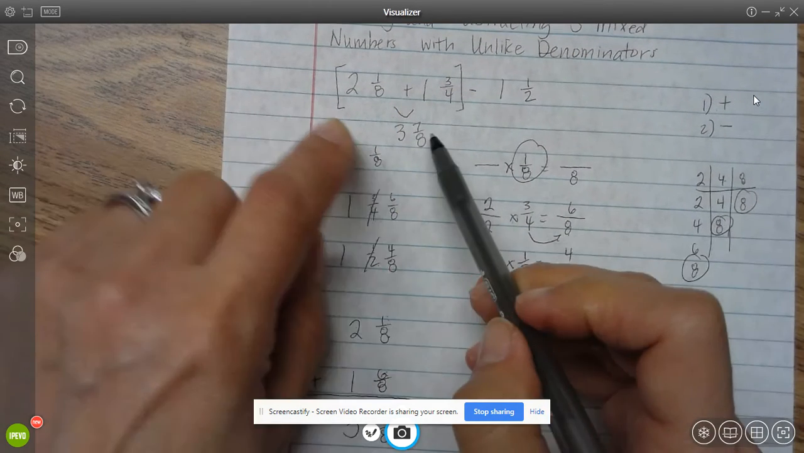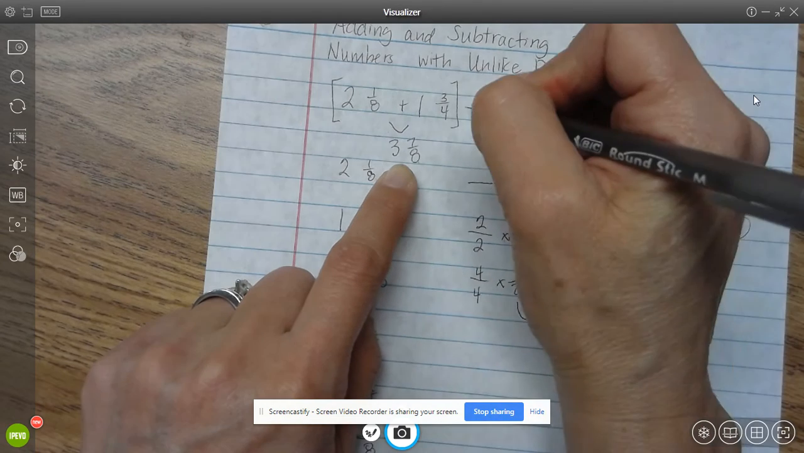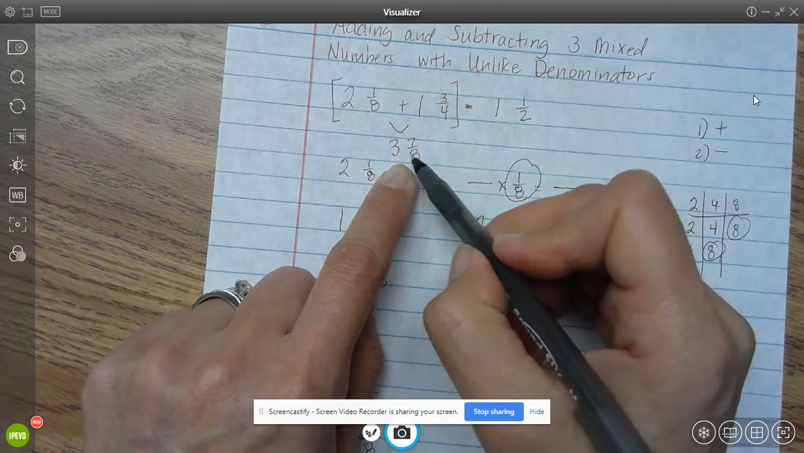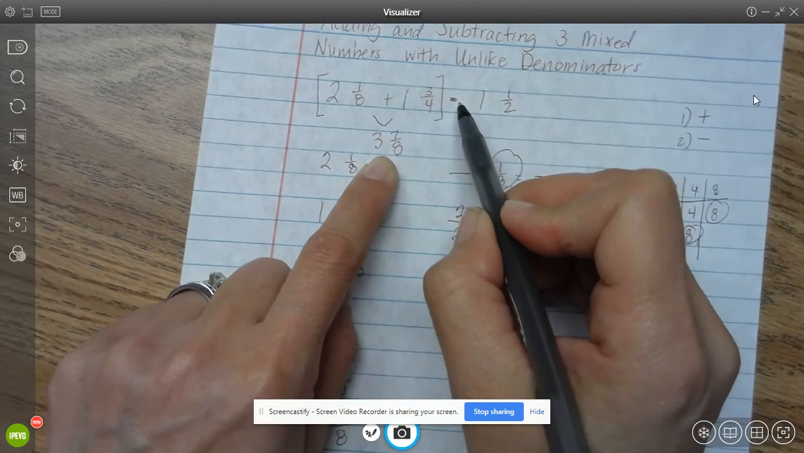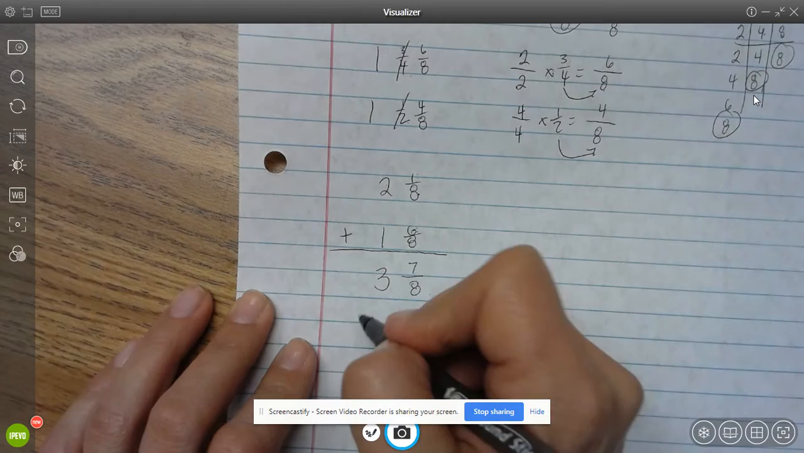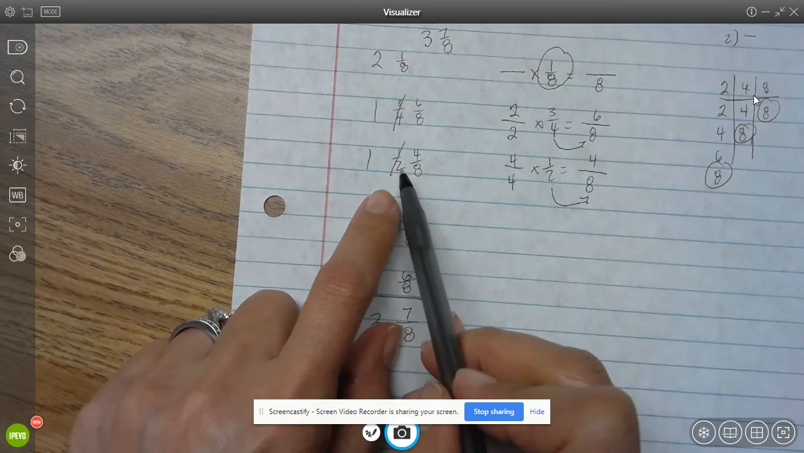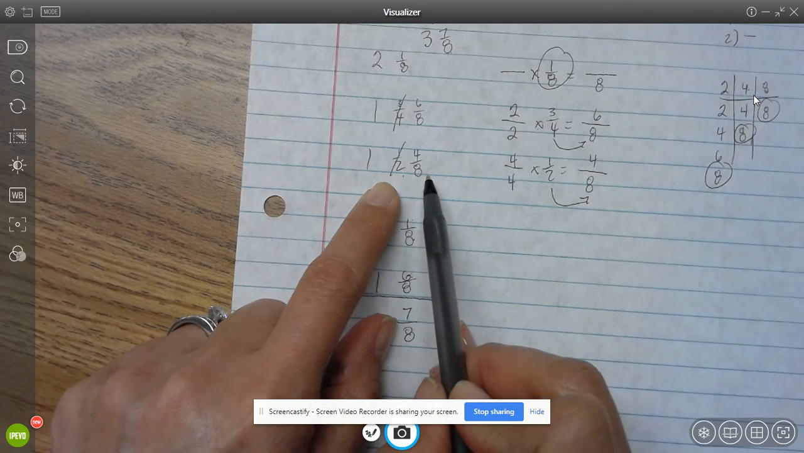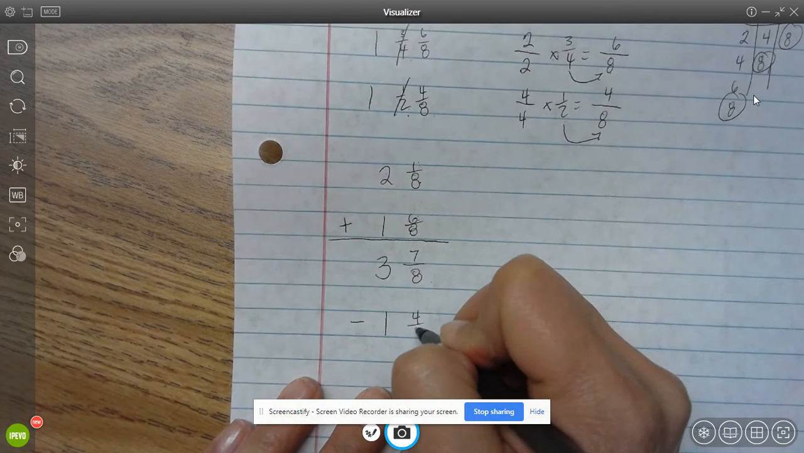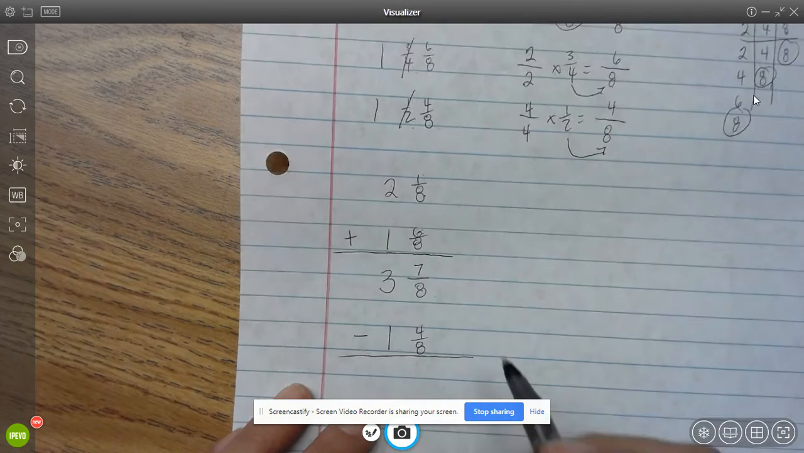Okay. Now, what do I have left? 3 and 7/8. And I still have to take away this last addend. So 3 and 7/8 minus 1 and 1/2. Now I don't want to write a half. I change that to an equivalent fraction of 4/8. So 1 and 4/8. Okay, and now I'm going to subtract.